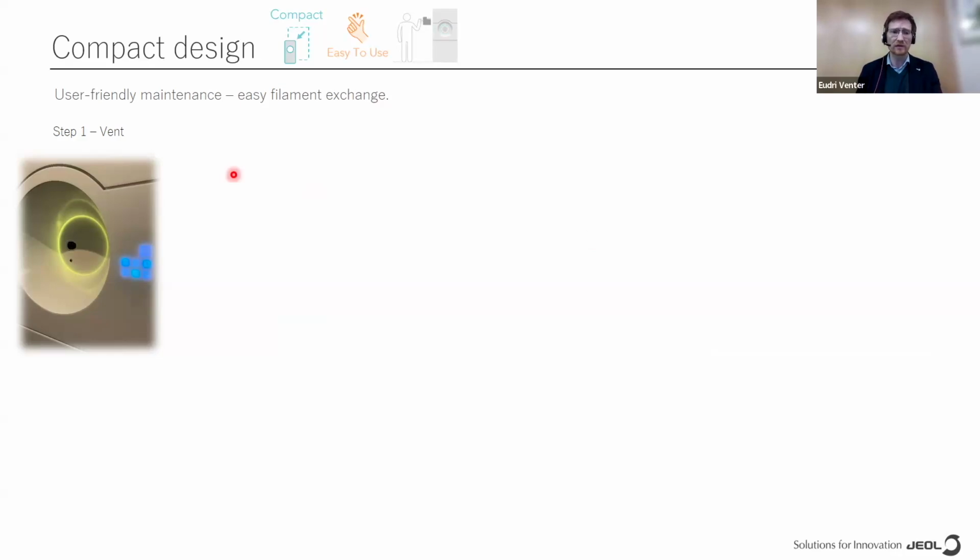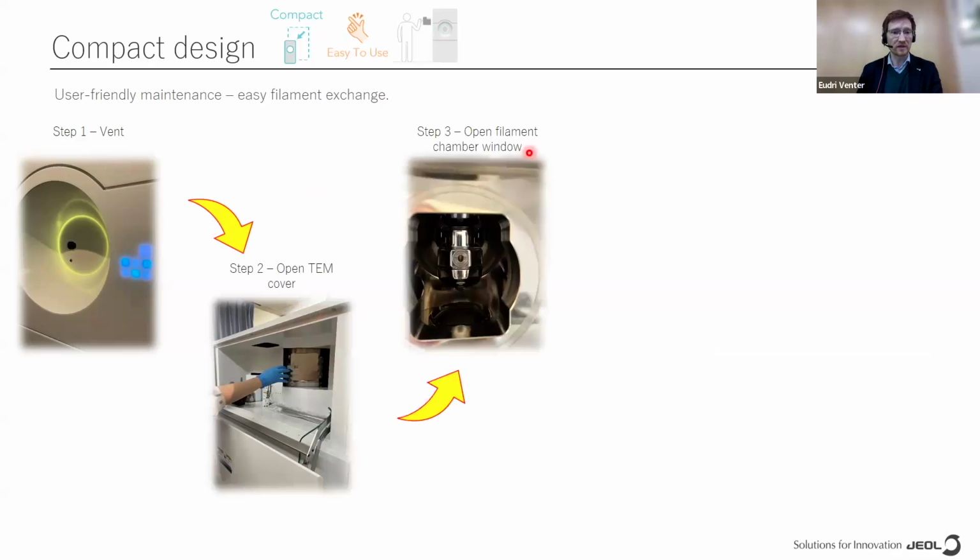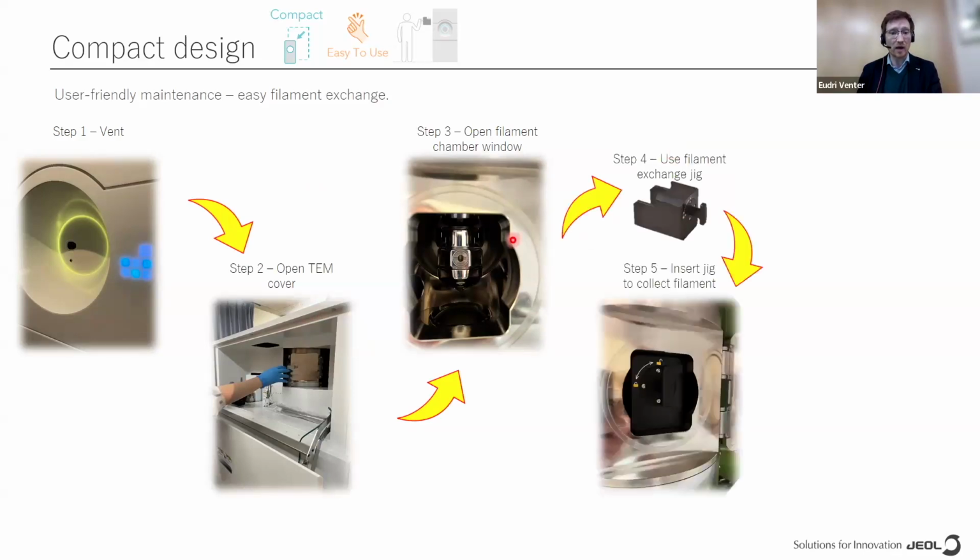So here's the individual steps of how the filament exchange process works. On the side of the microscope, you've got a panel that you lift off. First off, you'll vent the microscope. You'll open this little panel that I just alluded to now. You'll open the little port to expose how the filament cartridge looks. Then you've got a nice little jig, which you'll use to grab hold of that filament, lock it in place, remove the jig, and there's your filament for you.